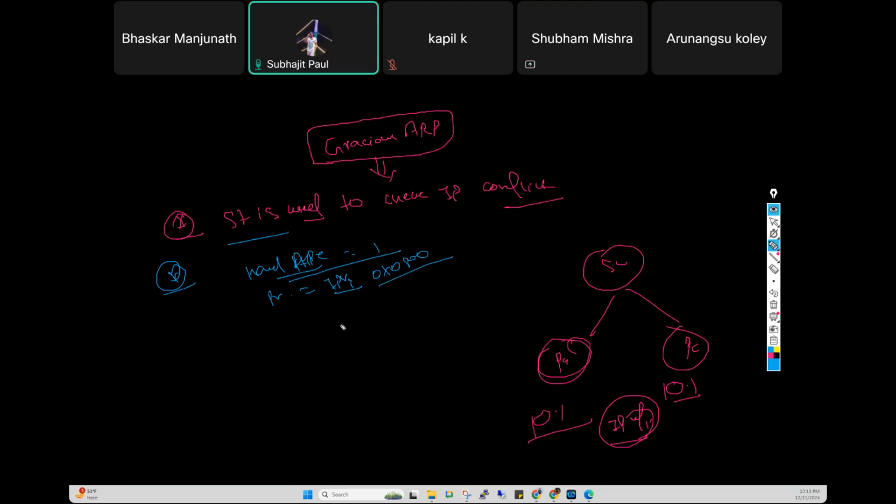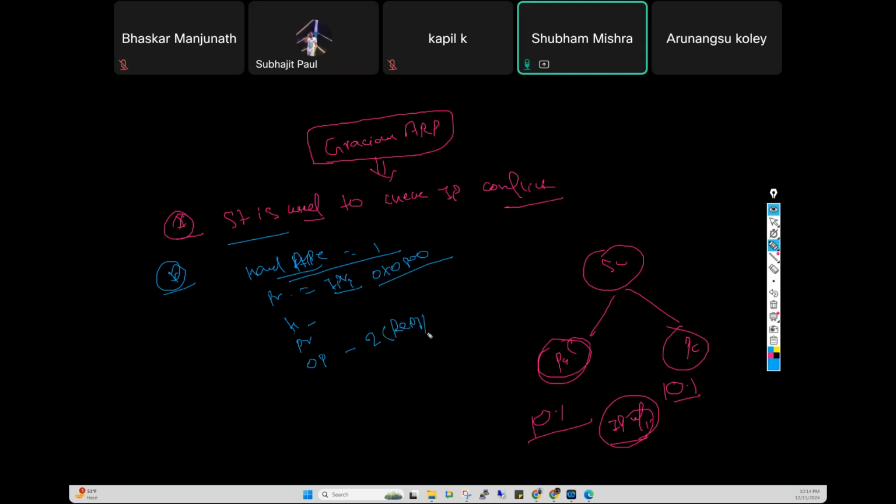0x0800. Now you will get hardware size, protocol size, and the opcode. Opcode will be 2, that is the reply. After that, you will get the sender MAC address, which means this device's MAC address. After that, you will get the sender IP address, which means the IP address which you configured here. Done, everyone?